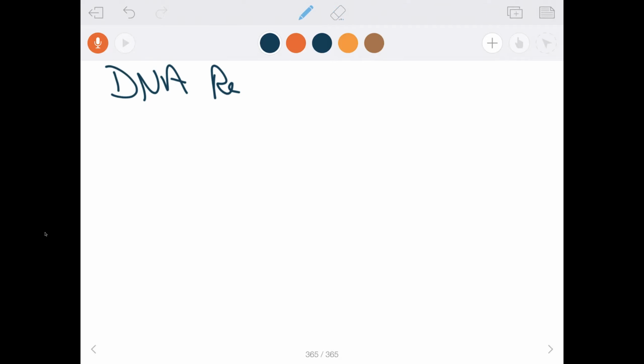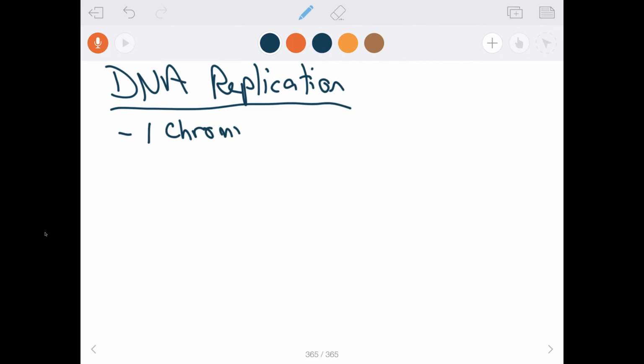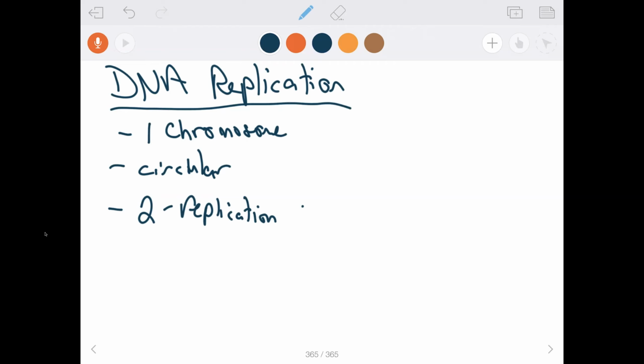DNA replication. Now, sorry, I have horrible handwriting, just the way it is. Now, in DNA replication, keep in mind, bacterial cells only have one chromosome. It's circular. And there are two replication forks.